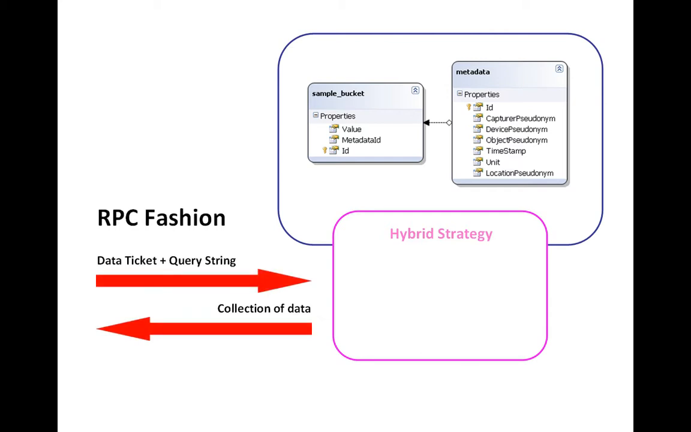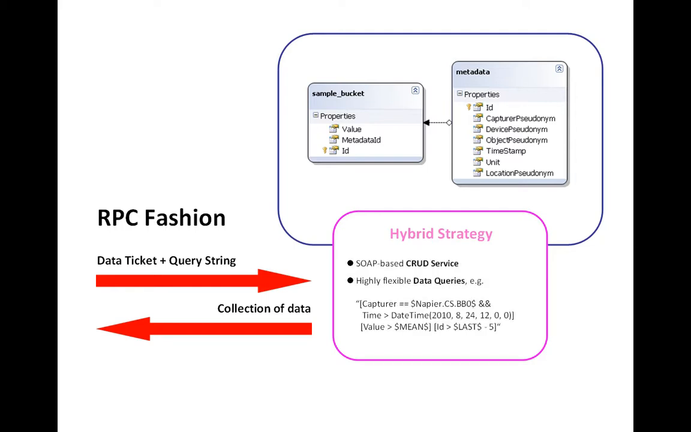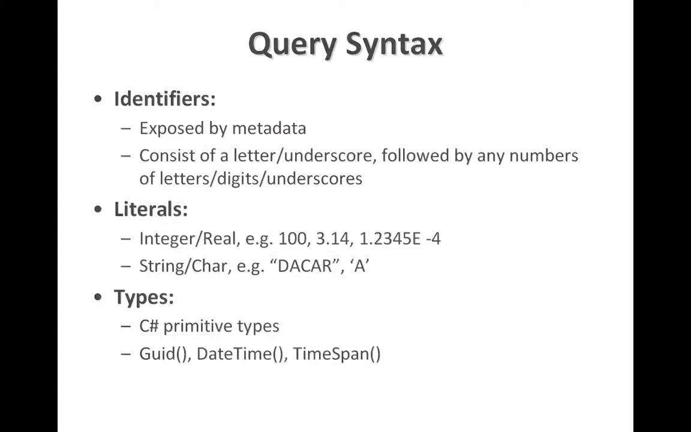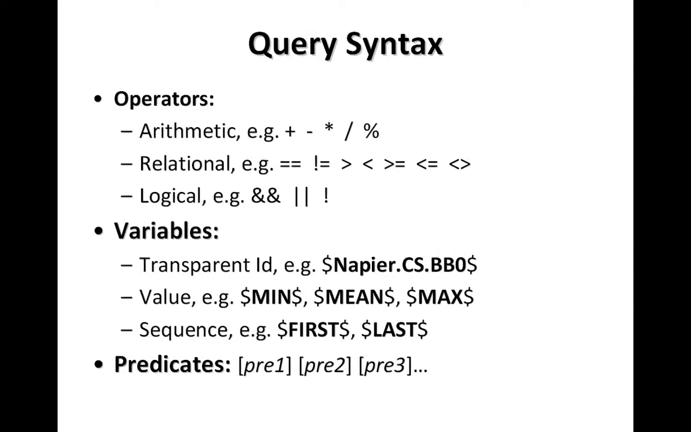A client sends over a permission issued by the SPOC in the format of a data ticket, together with a query string, and receives a properly anonymized and sanitized dataset from the data bucket. Dakar provides a unique query syntax. The syntax supports identifiers, literal values, and both primitive and complex data types. Also, the syntax supports arithmetic, relational, and logical operators.